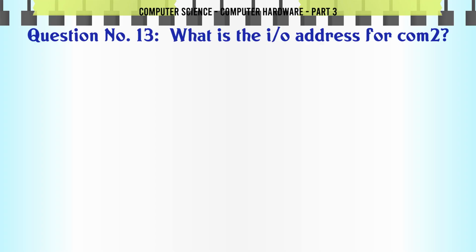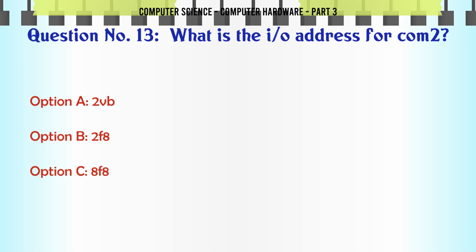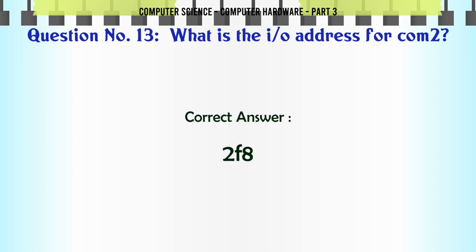What is the I/O address for COM2? A. 2VB. B. 2F8. C. 8F8. D. 330. The correct answer is 2F8.